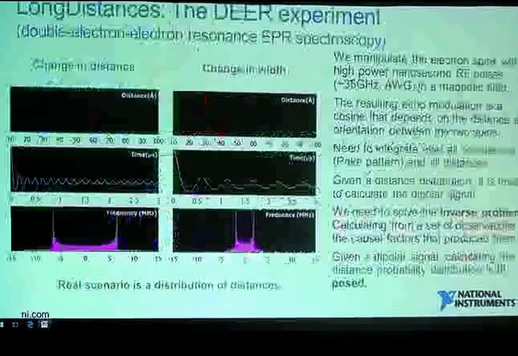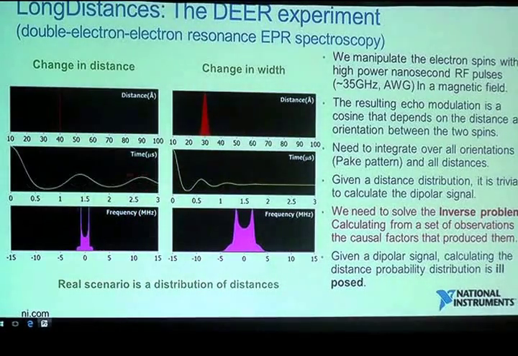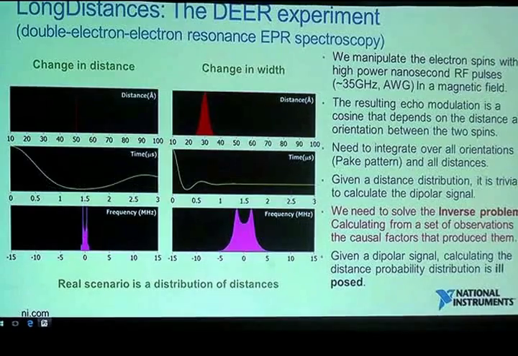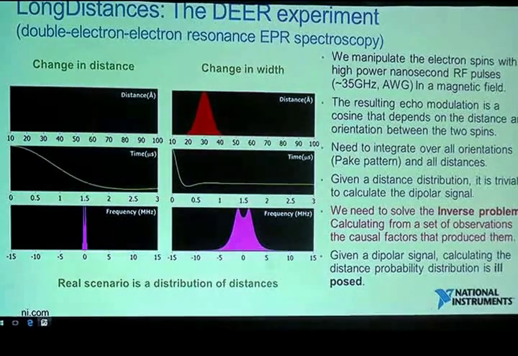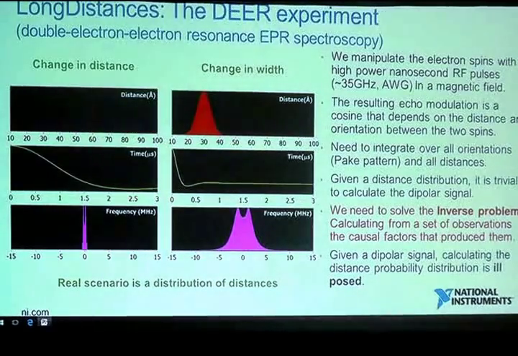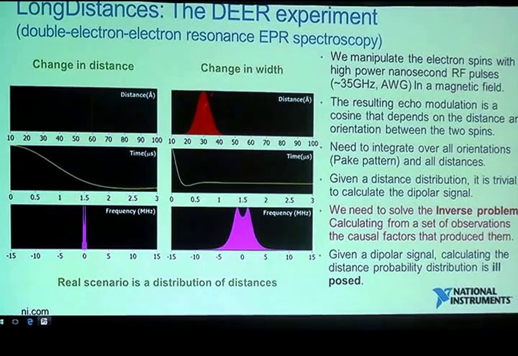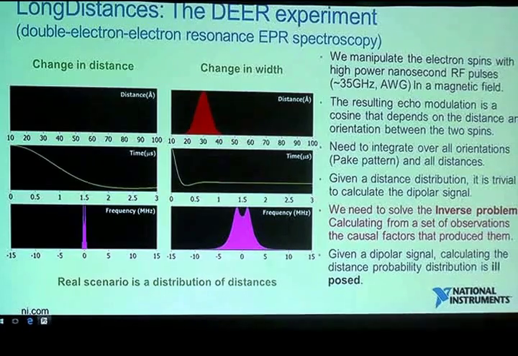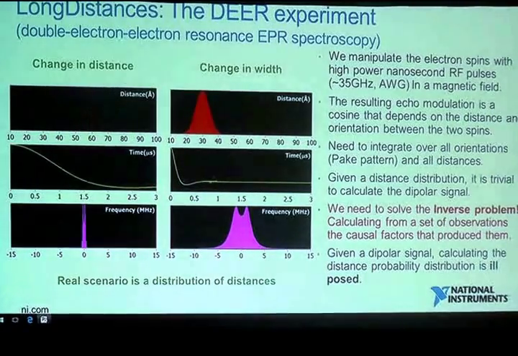Let me go back again. If you have a close distance, it's a high frequency, and it's not a cosine. It's a complicated weighted sum, because it needs to integrate over all possible orientations. So we measure this, and we need to calculate this. It's easy to calculate down here once you have this, but we need to solve the inverse problem given a dipolar signal. So this is a relatively complicated function to calculate.